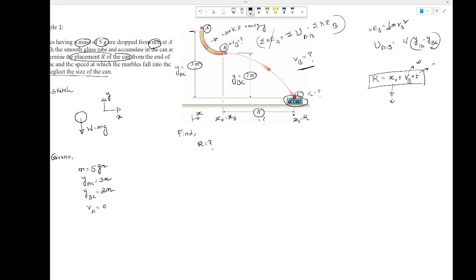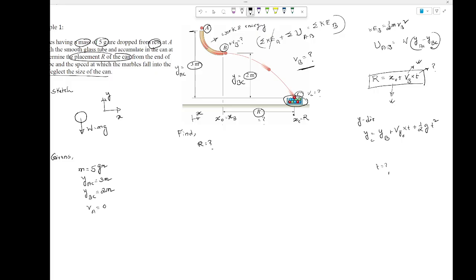So this T is unknown. Now here's the challenge. How to find the value of the T? When the marble is at location B and it acts like a projectile and falls into the can C, you can use this projectile equation in y direction. Remember, the y in this case should be final location y, that means YC, and then YB, plus Vy0 multiplied by time t plus half of g times t square. So from this equation, you should be able to find the value of the time t.